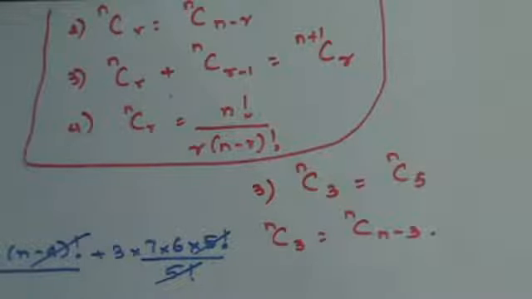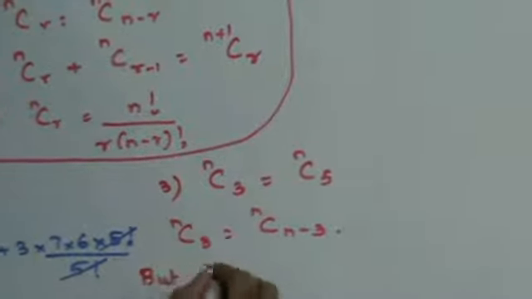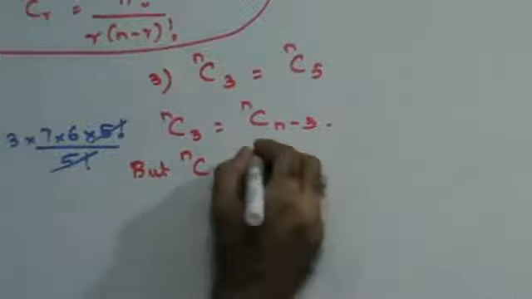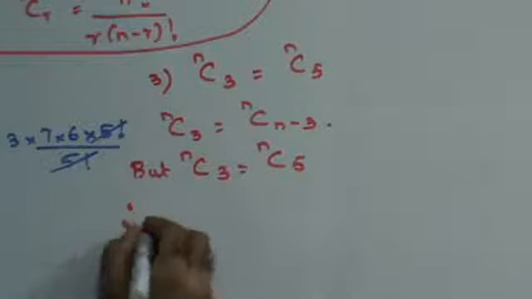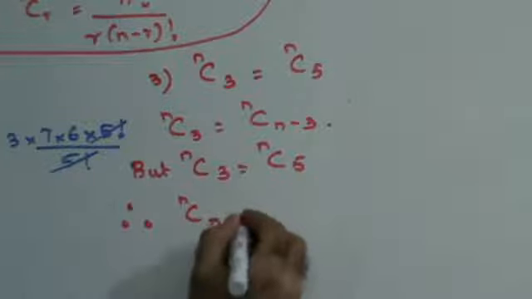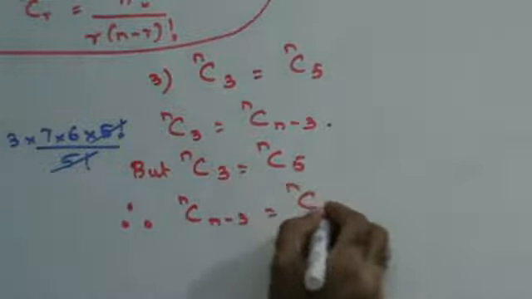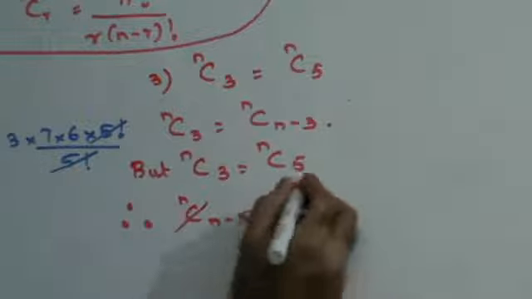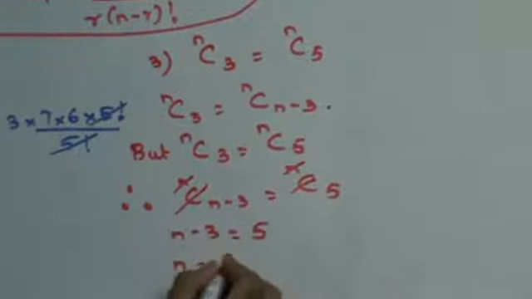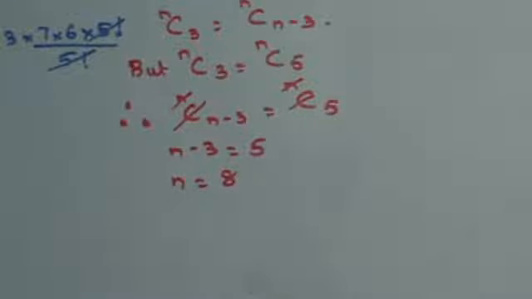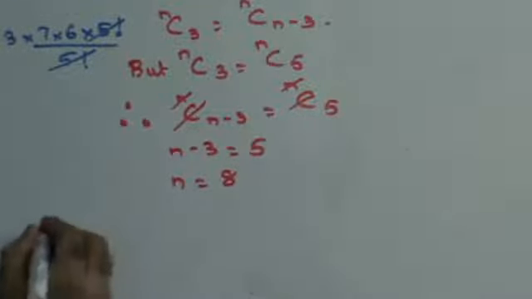But they've given you that nC3 is nC5. In the sum, they've given you nC3 is nC5. Therefore, I can say nC(n minus 3) is nC5. C gets cancelled, n gets cancelled, n minus 3 is equal to 5, n is equal to 8. Right?